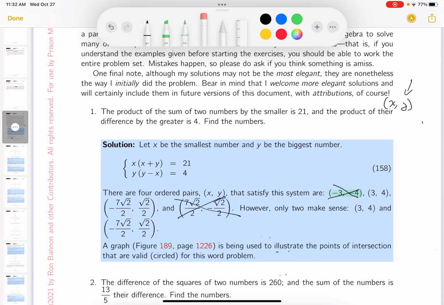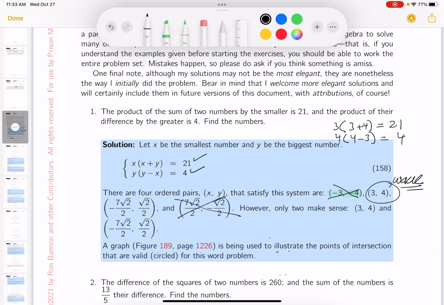All right? I'm going to look at the other ones, though. And the other ones are going to be 3, 4. Let's just put that down. So x is 3. And then I got 3 plus 4. Does that equal 21? Bingo. Yes. Let's do the next one. It's going to be 4 minus 3. And what does that give me? 4. That also works. So I know this one works. This works. It works nicely. All right.